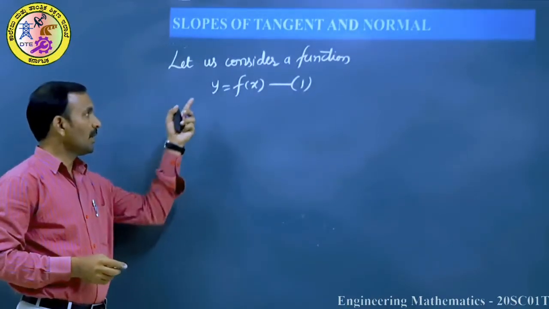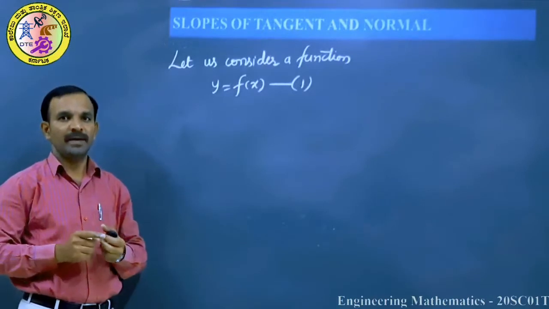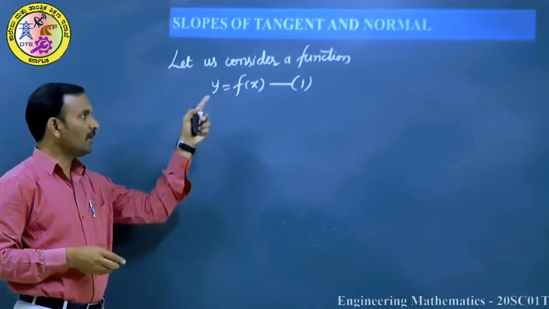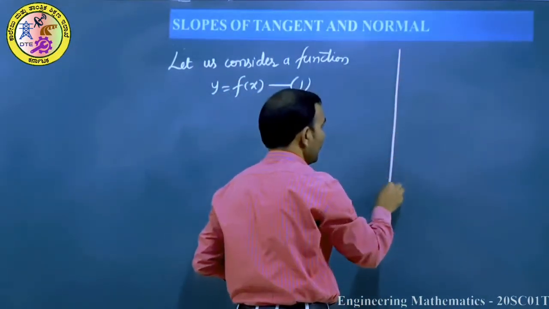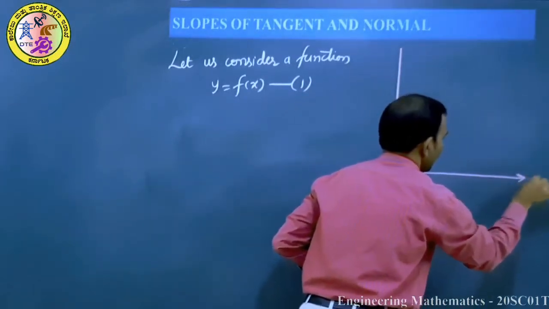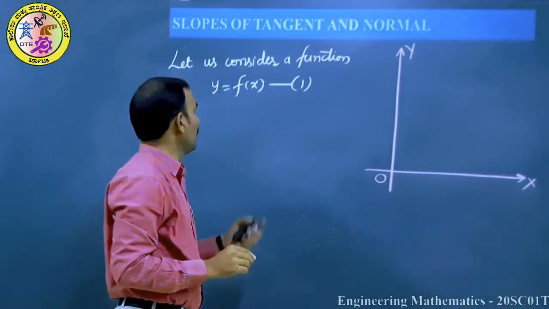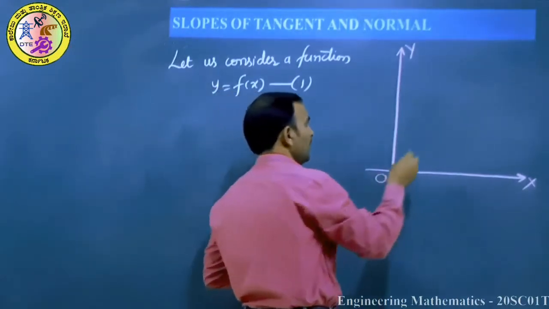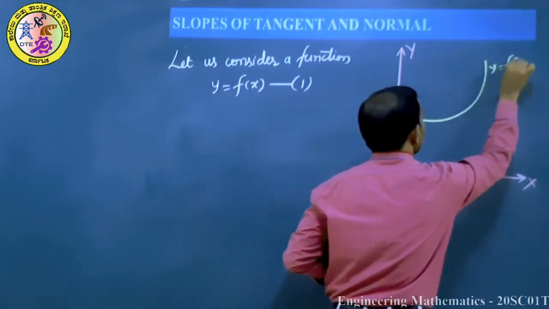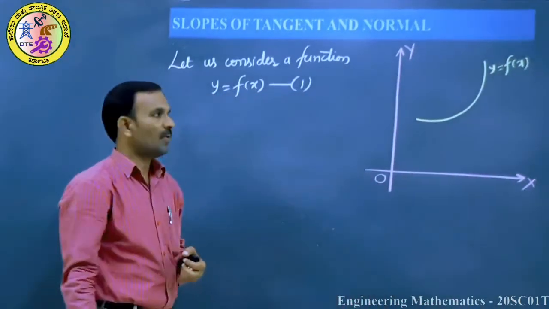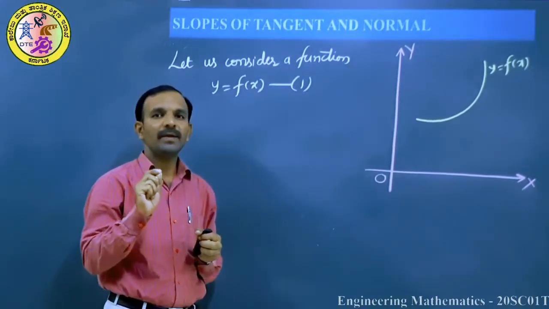As you already know, every function y is a function of x is represented as a curve on the xy plane. In general, if you draw the graph of this curve, you have to take x axis and y axis, that is OX, OY. If you draw this roughly, y equal to f of x represents a curve in general. Now what is the tangent? Tangent is a line which touches the curve at only one point.